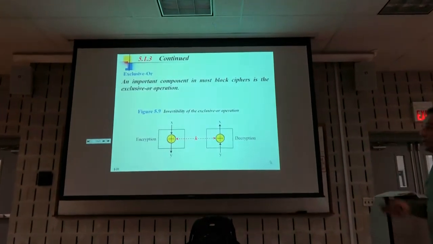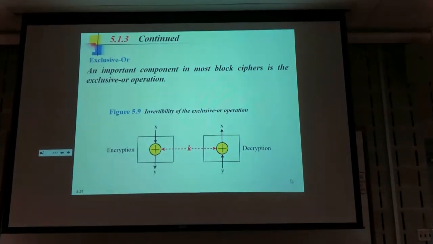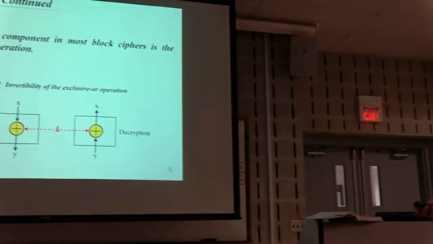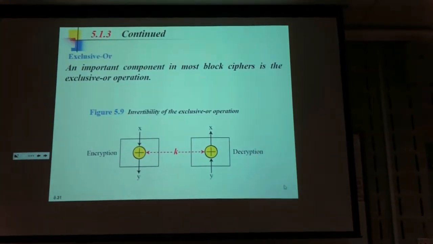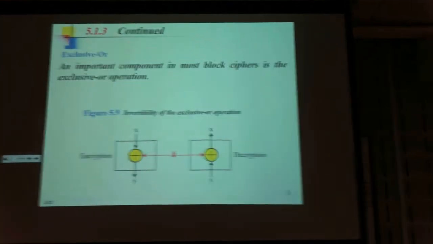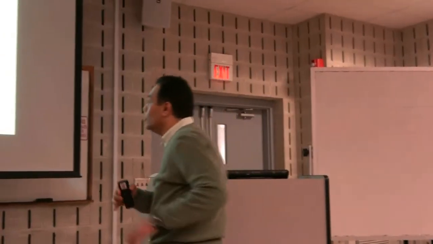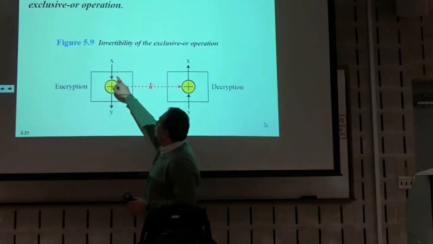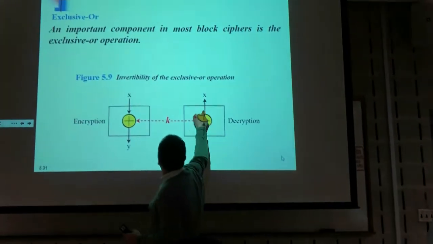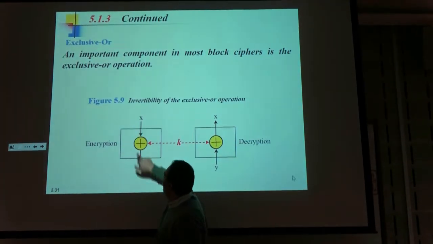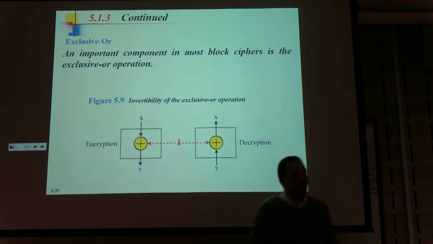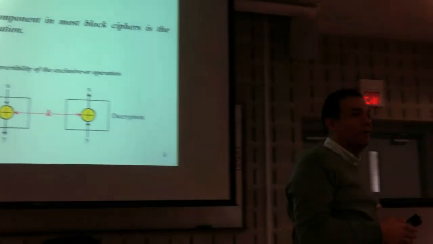Alright. This is a very important component in any modern encryption: XOR. So it's very important to know how XOR works. The nice thing about XOR is that it is self-invertible. As long as you fix one parameter, which is the key, you could go this way or this way. K XOR with X will give you Y. K XOR with Y will give you X. Self-invertible. Very easy. Alright, you don't have to worry about this.